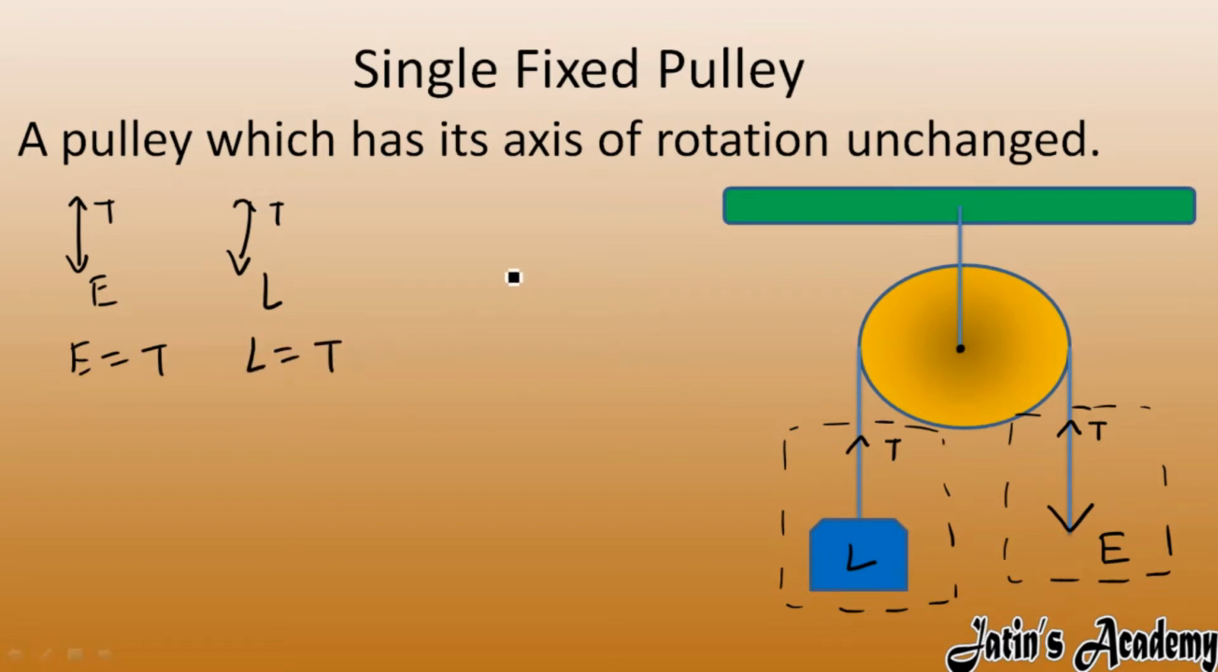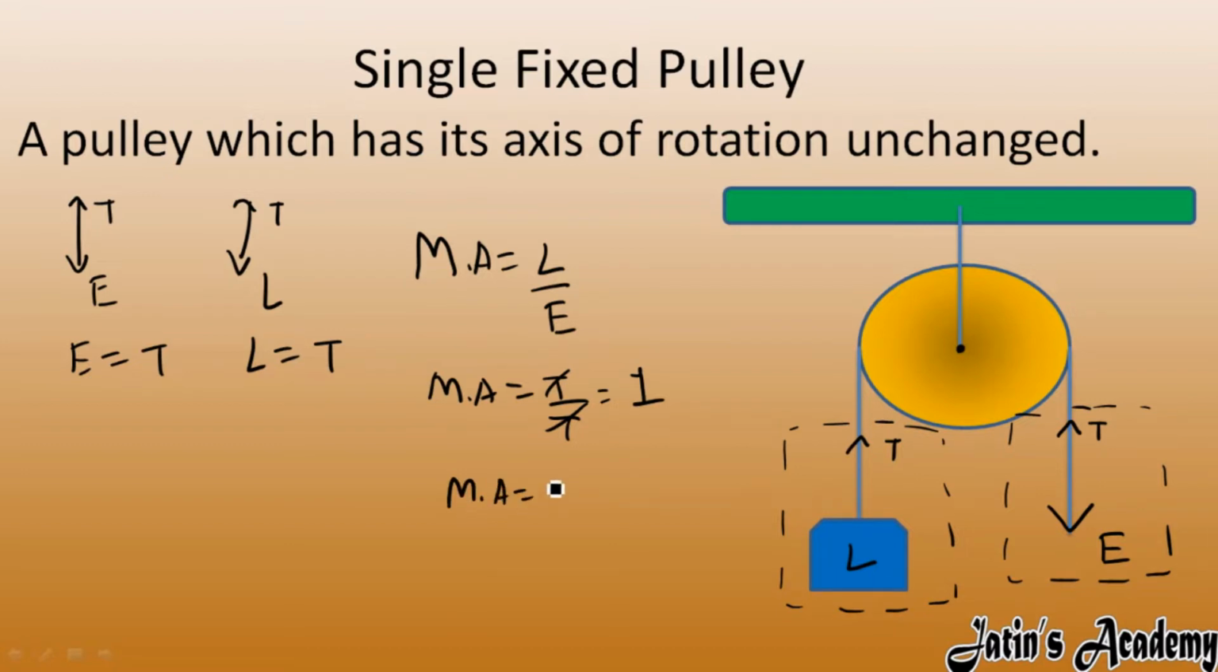So now let's calculate the mechanical advantage. Mechanical advantage, we have load upon effort. So what is the value of load? Load we have calculated as tension, and effort we have tension. So tension cancels out. So mechanical advantage we got as 1. Clear? So mechanical advantage of a single fixed pulley, ideal case, we have mechanical advantage as 1.